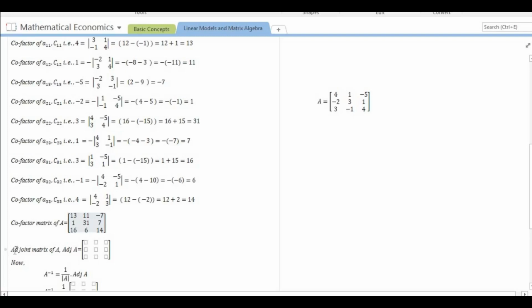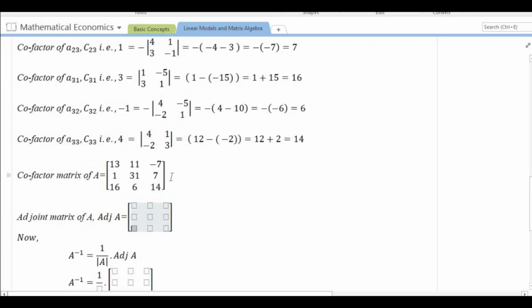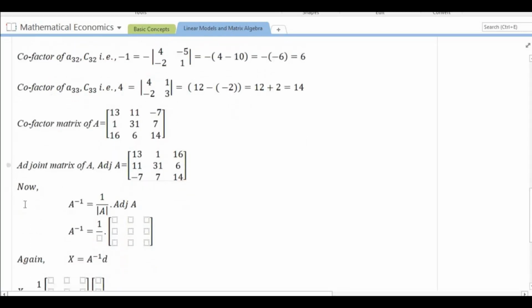The third step is that we need to find the adjoint matrix of A, that is adjoint A. Adjoint of a matrix is nothing but the transpose of the cofactor matrix. That is, we need to interchange the rows into columns or columns into rows. So let us interchange the rows into columns. Now we have completed the third step.